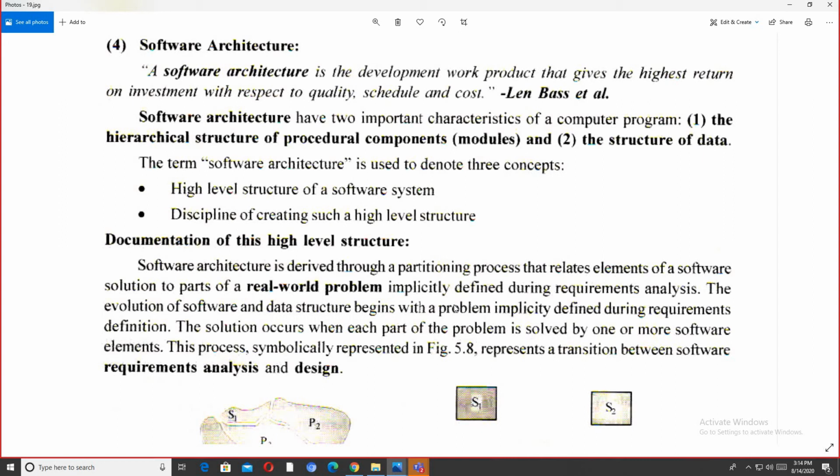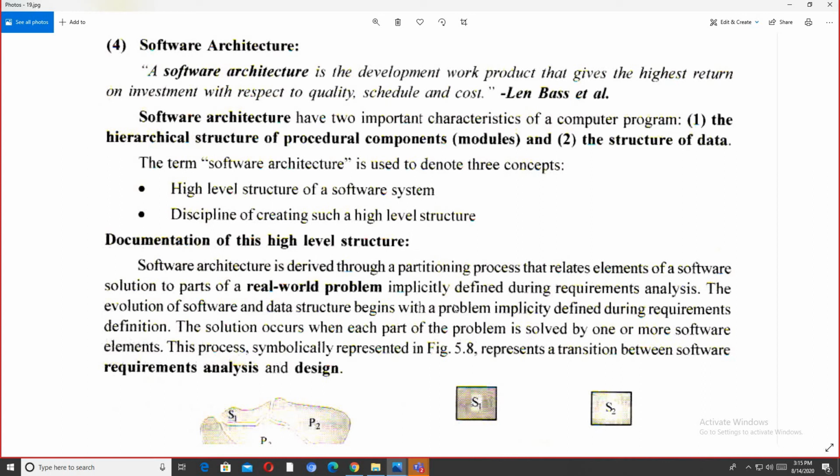Software architecture has two important characteristics of a computer program: the hierarchical structure of procedural components, the modules, and the structure of data. So software architecture always has two things: first is modules and second is data. Functions and data will be the two important characteristics of any software architecture. The term software architecture is used to denote three concepts. First is the high level structure of a software system, and second is the discipline of creating such a high level structure.